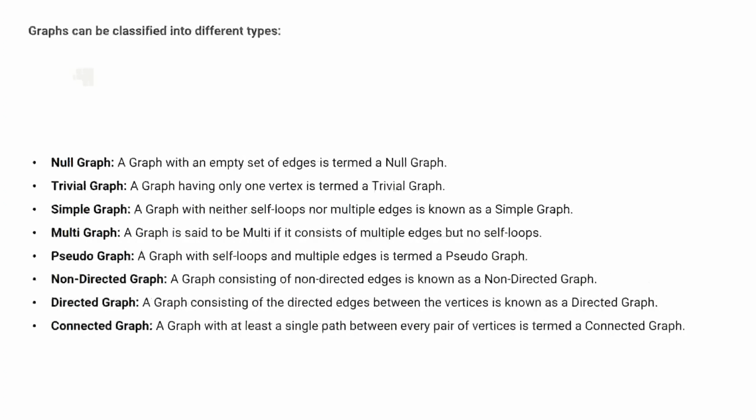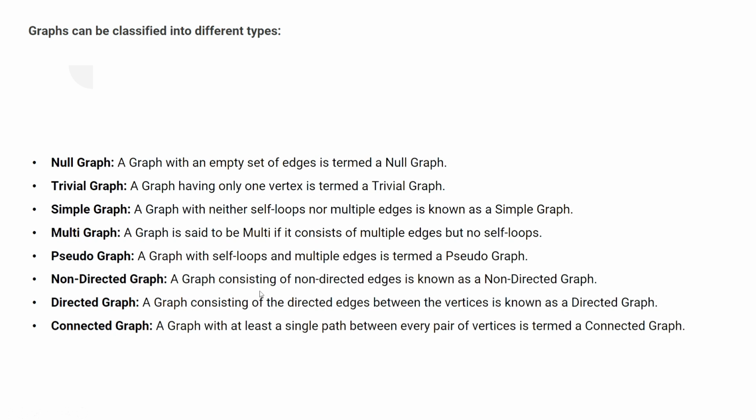Then, depending on the position of the vertices and edges, graphs can be classified into different types. First is the null graph. A graph with an empty set of edges is termed a null graph. Trivial graph: a graph having only one vertex. Third is the simple graph. A graph with neither self-loops nor multiple edges is known as a simple graph. Fourth is the multigraph. A graph is said to be a multigraph if it consists of multiple edges but no self-loops. Next is the pseudograph. A graph with self-loops and multiple edges is termed a pseudograph.